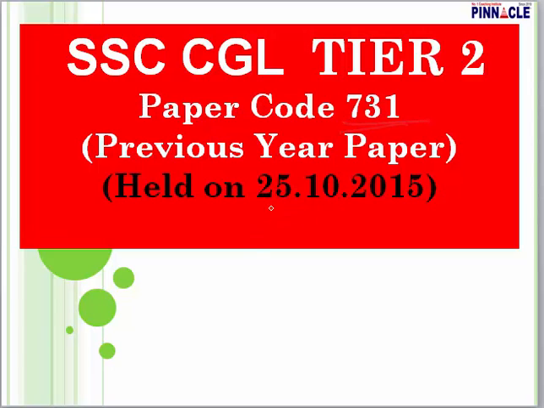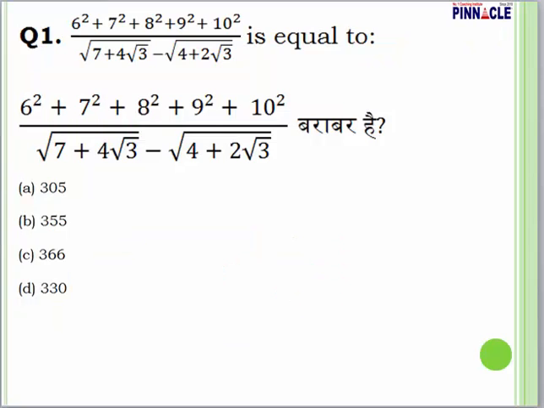This is the previous year question paper, paper code 731, and it came on 25th October 2015. It means the last time this paper was held. There are 100 questions, as you know, in Tier 2 mathematics, and each and every question we will discuss. In this presentation we will cover 25 questions. There will be 4 parts, and through all parts all questions will be covered.